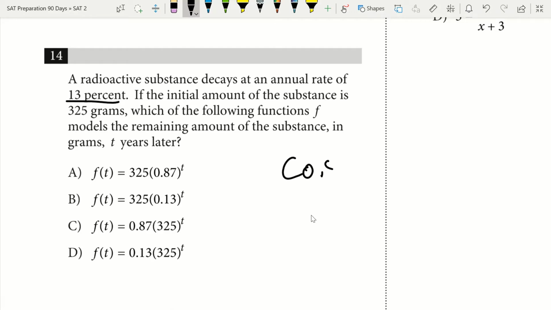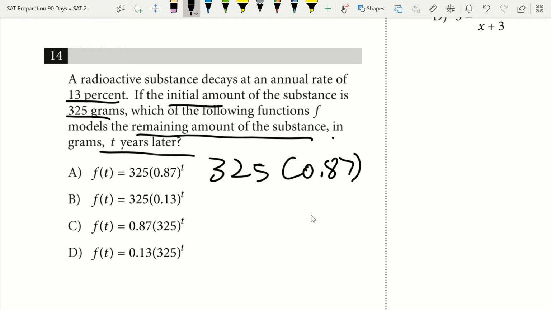So I know I've got to multiply by 0.87 for whatever is left. If the initial amount is 325, then 325 goes here. Which of the following functions models the remaining amount t years later? Remaining amount means I've got to get rid of whatever is decaying. So that's 13%, which means I'll have 87% remaining, which we can write as 0.87 raised to the power of t. So our answer is going to be answer choice A for 14.